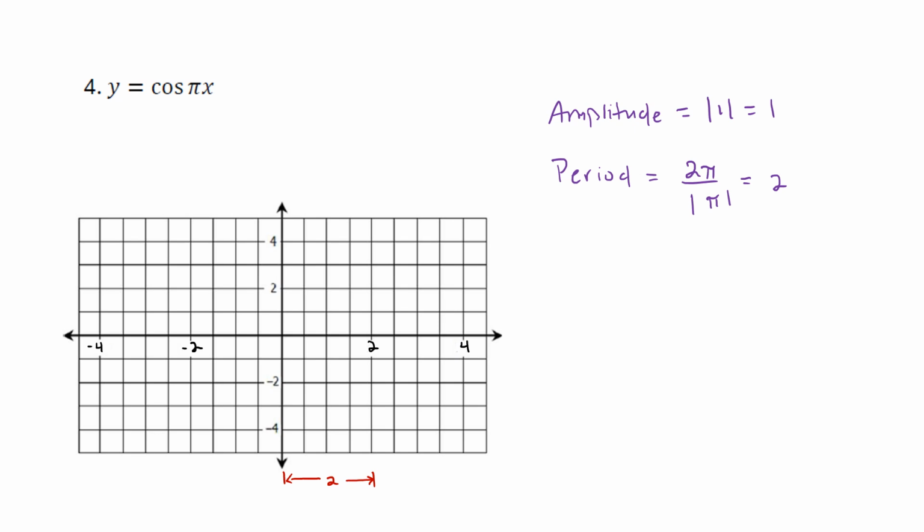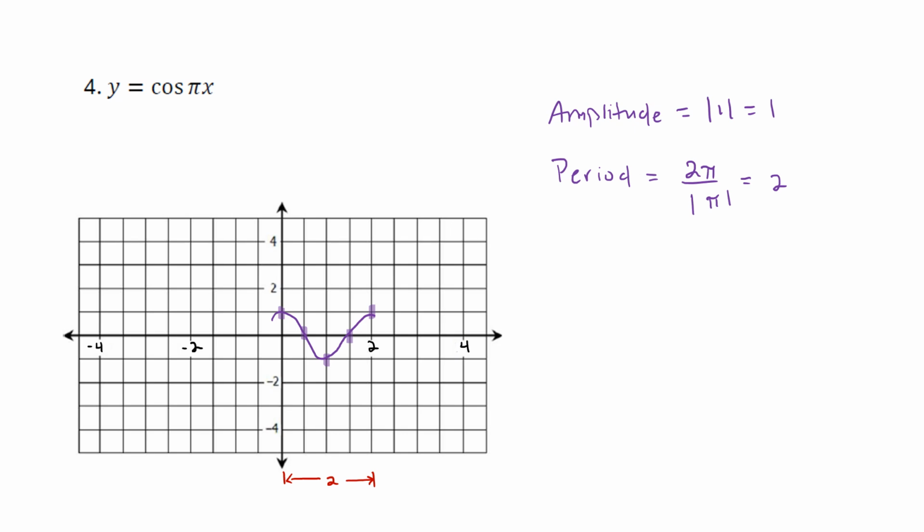Okay, so the whole cosine. We're going to compress it. Our amplitude is 1, so that hasn't changed. So we're going to start at 1. Cosine starts at the y-intercept. And we must end at 1 for 2. So halfway in the middle is going to drop to -1, and then this will be 0 and 0. That way, we have one complete cycle within 2 units.